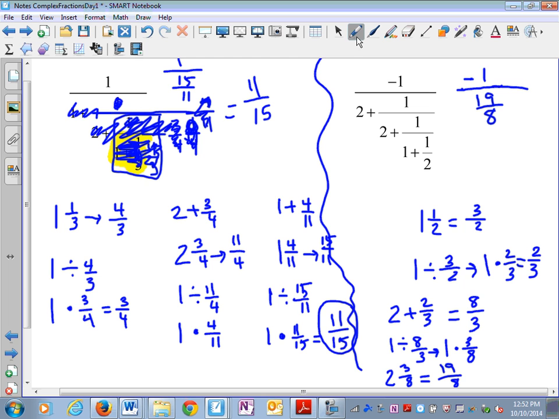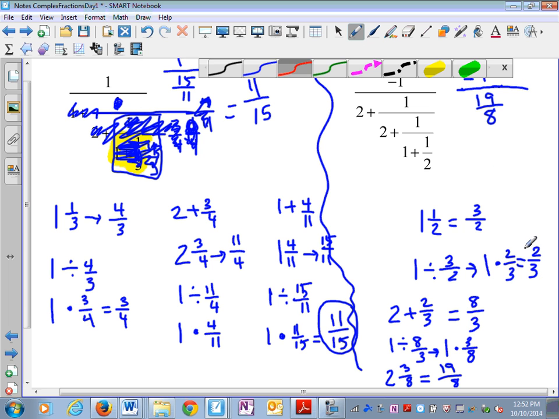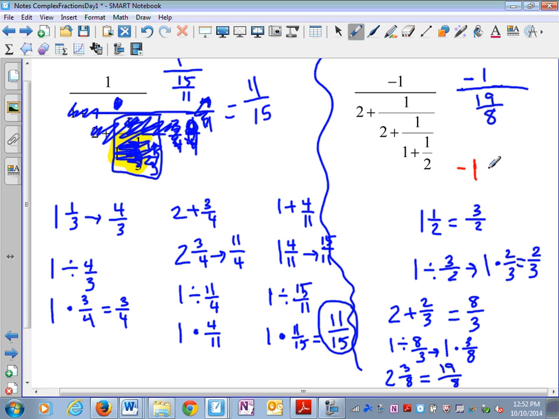And our final step, because it's getting a little messy, I'm going to change colors, is -1 divided by 19/8. Keep, change, flip. Our final simplified answer is -8/19. Okay, so you can see how this got a little messy over here. I really suggest that you rewrite the problem in pencil carefully and then erase and replace as you go along.